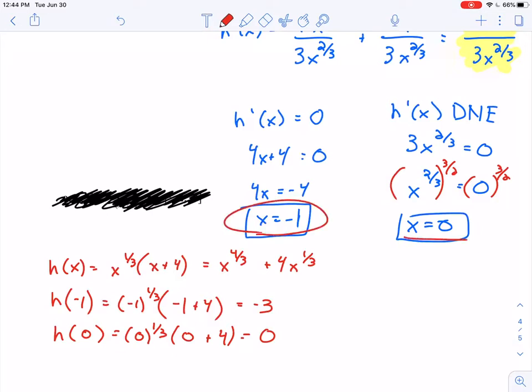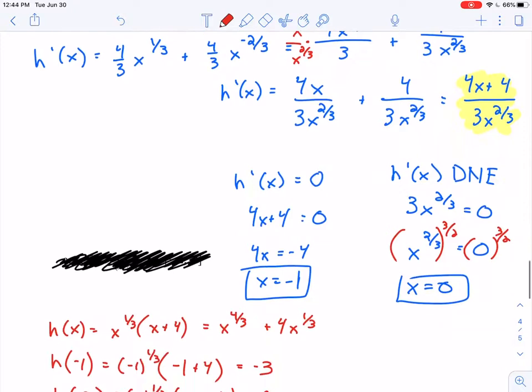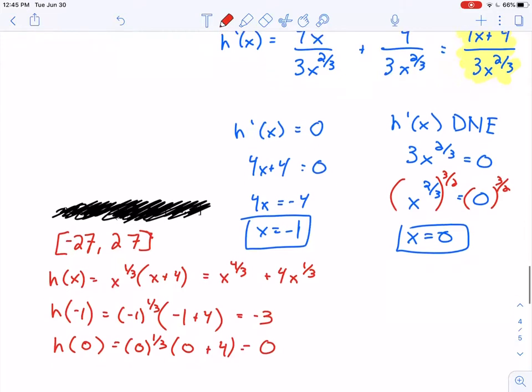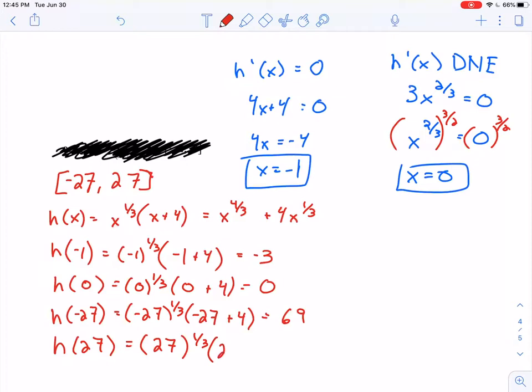But I don't just want to take these 2 points. Remember, our interval, we said, was negative 27 to positive 27. So I want to take these two x values as well and plug those into our function. So I want to take negative 27 and say, well, this is negative 27 to the 1/3 power times negative 27 plus 4. Here, this time, I should get, let's see, a y value of 69. And then I will take positive 27, plug that in here, 27 to the 1/3 power times 27 plus 4. And this time I end up with a y value of 93.